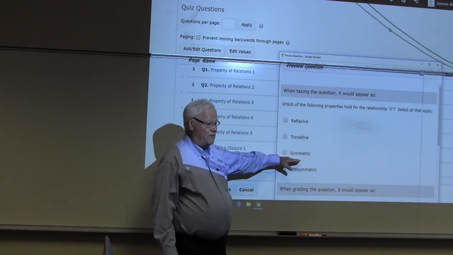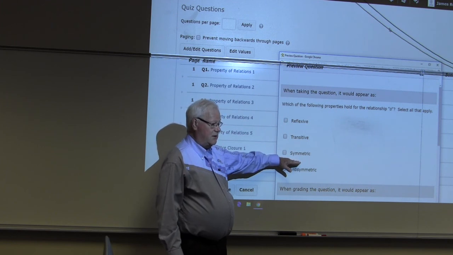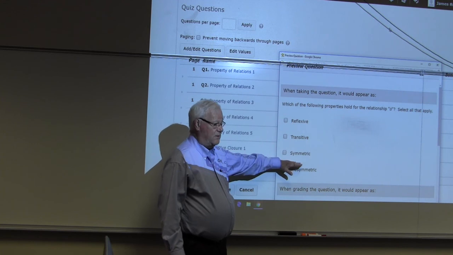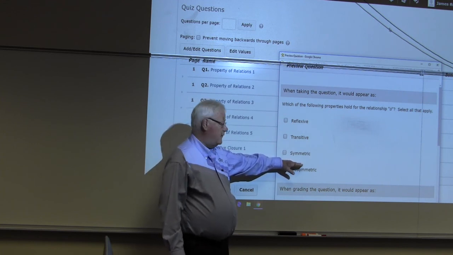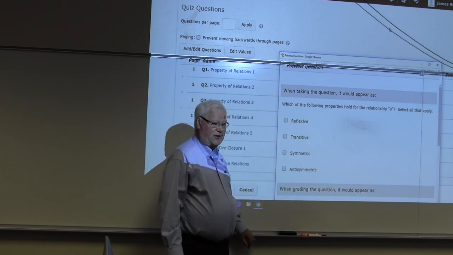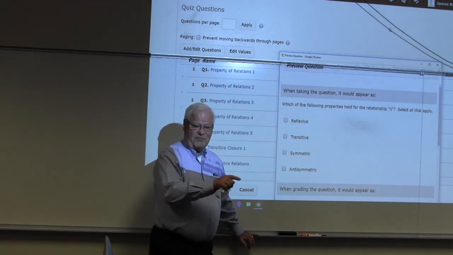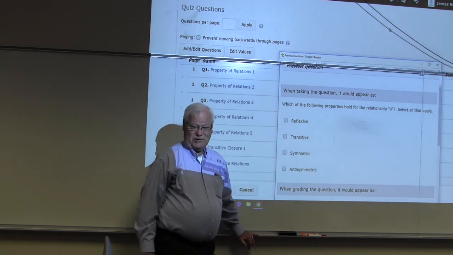Symmetric, same thing. If AB is an element of the relation, then BA must be an element of the relation. But there is no AB. Therefore, it's symmetric. What about antisymmetric? If AB is an element of the relation, then BA is not an element of the relation, is the definition.